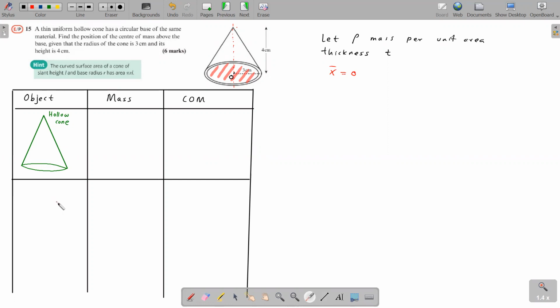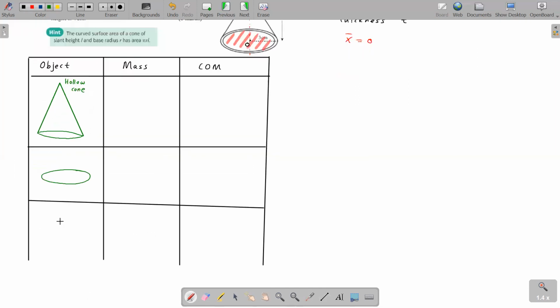What are the rest of the things here? So is it only the cone we have? No, right? They say they are fitting the cone with a circular base of the same material. So there's a circular base that is fitted to the cone. That is the important thing here. You have to identify that there is a circular base fitted to the cone. All right, guys, and then all together you have the complete object.